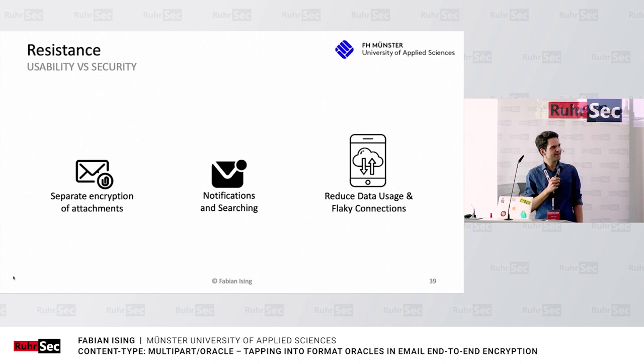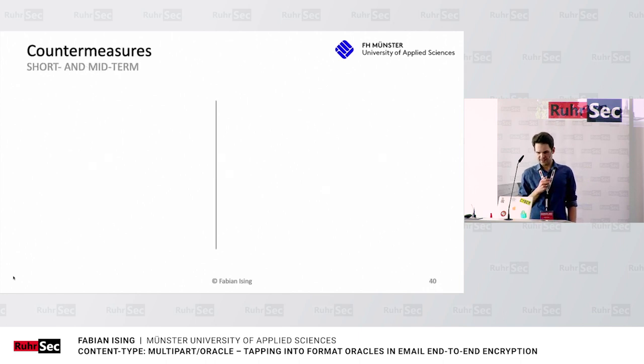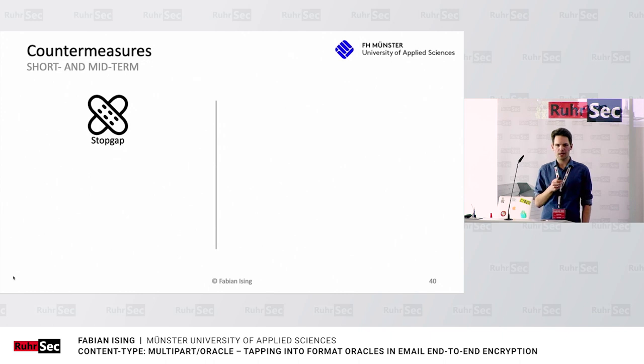So we think this is a rather unfortunate conflict. Security and usability shouldn't be in conflict because usually usability will win at some point. Some developer might implement these features and make them, in this case, vulnerable to these attacks again. So what can we do instead? Sadly, client developers cannot do a lot right now. I only have stopgap fixes for now.